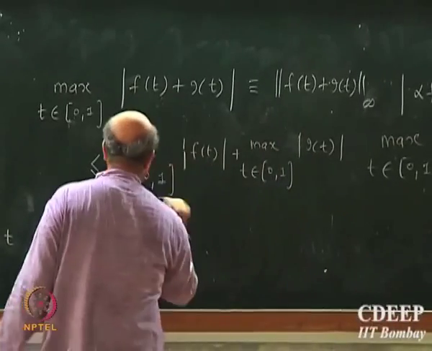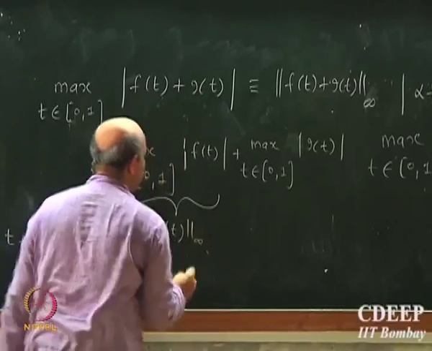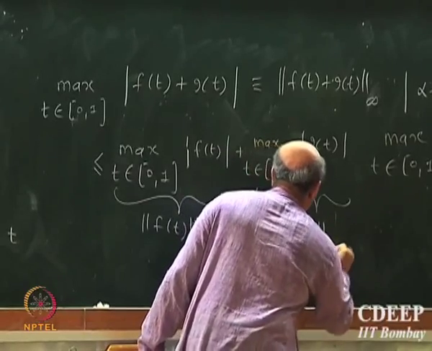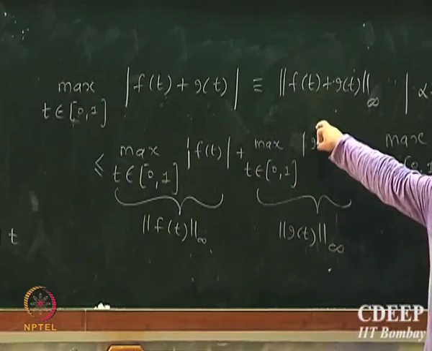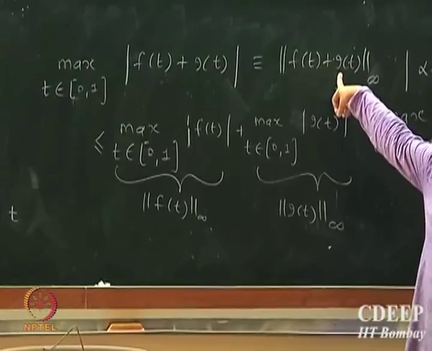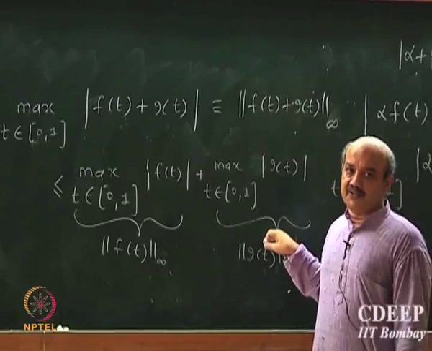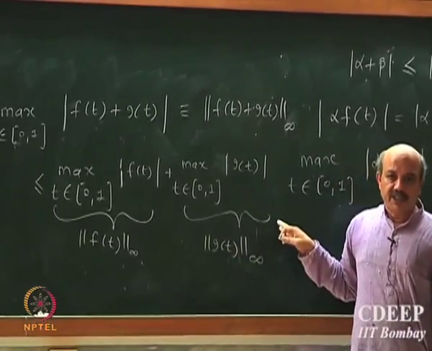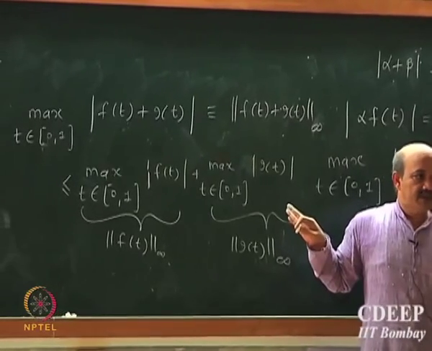But what is this? This is the infinite norm of f(t). What is this? So what I have proved is the triangle inequality: if I take the infinite norm of the sum of two functions, it is always less than or equal to this plus this. This is the infinite norm of function f(t), this is the infinite norm of function g(t). Is that okay? Everyone with me on this?